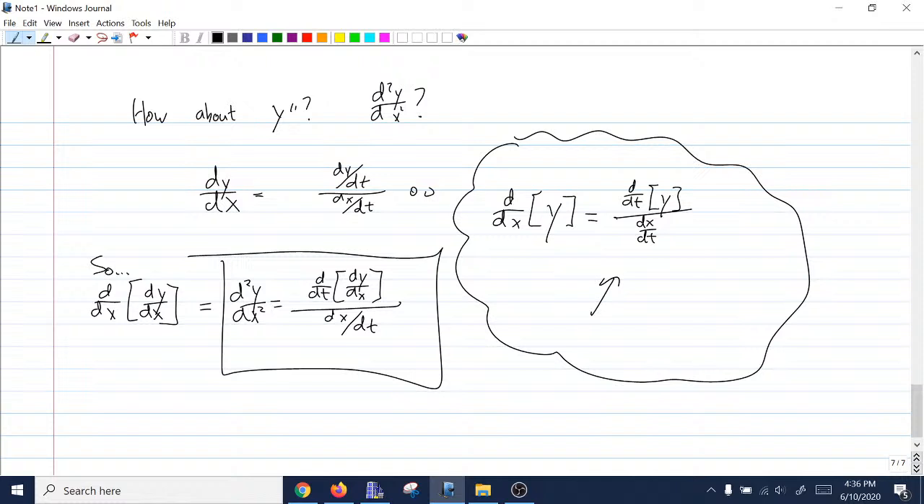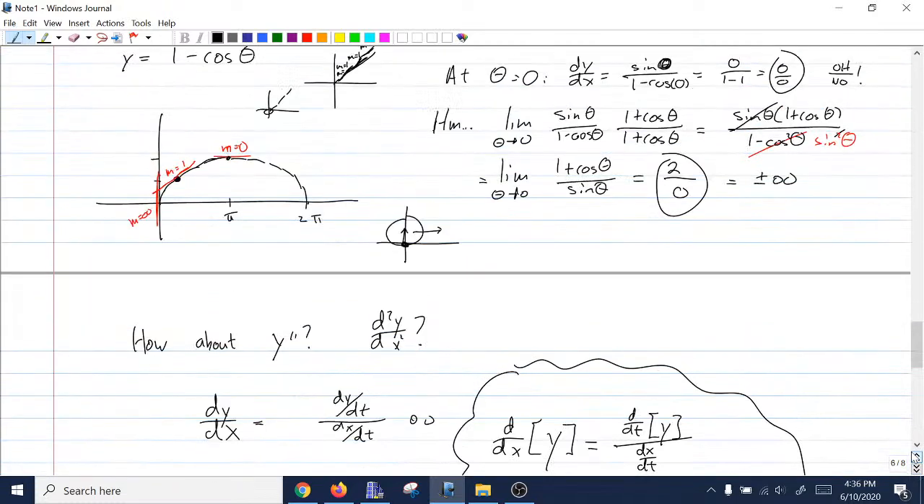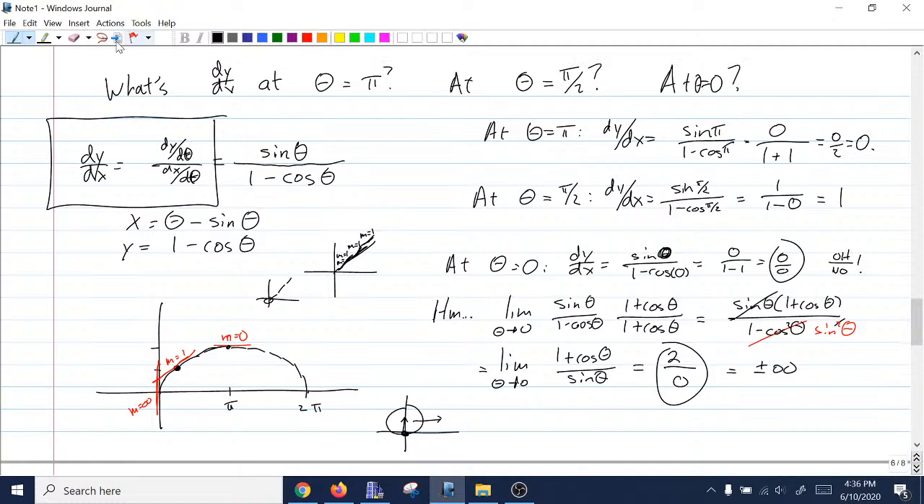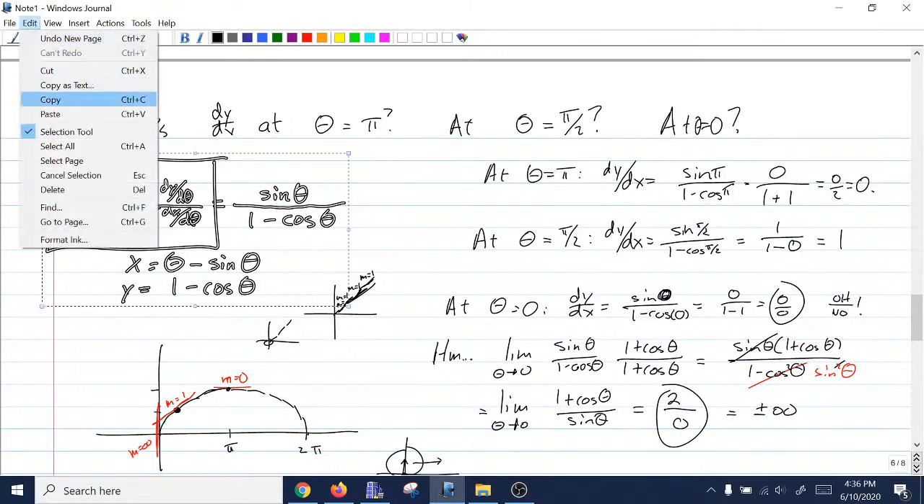Let's figure out what the second derivative is doing at those points. Let's see, how much of this do I want to save? Let me save this line. Yeah. Let's copy that.